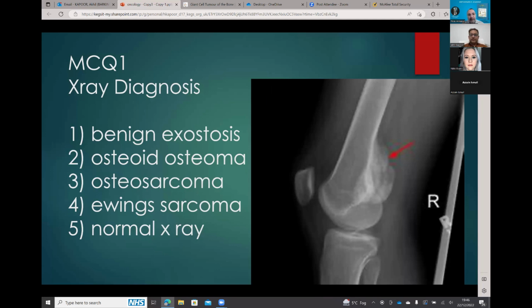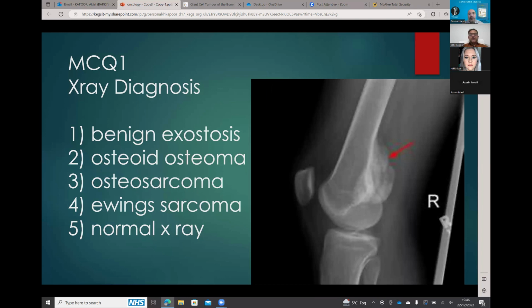Brilliant. So let's do the MCQs. 3 MCQs, guys, I will share. So this is the first one. First question, Akil, if you want to. So yes, I kept that X-ray of the knee, as you can see, which shows clearly a lesion.